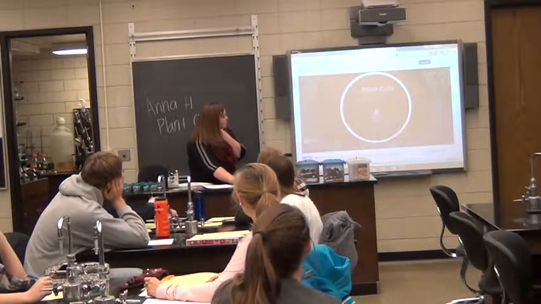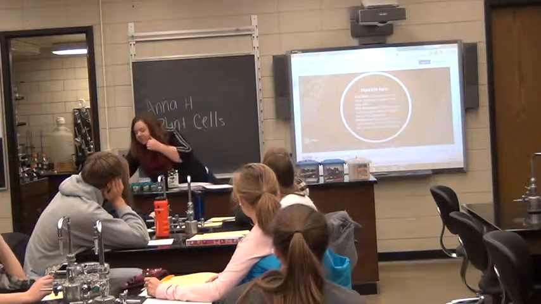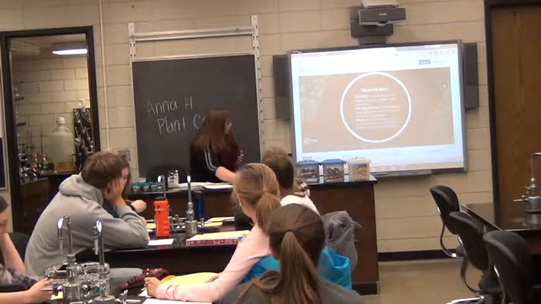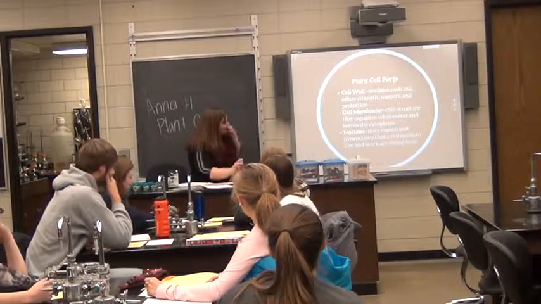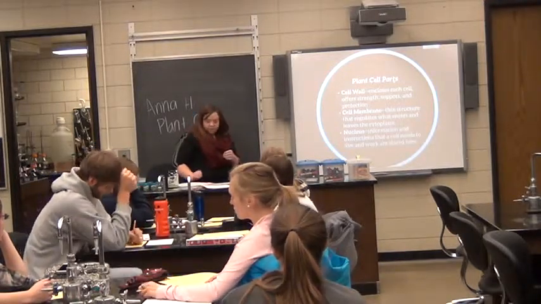Alright, so those are all the parts. We're going to go over them because they'll matter for the activity we're going to do. I also handed out a sheet that's a cheat sheet so you can look back at it. So the first one is a cell wall, and that encloses each cell. It offers strength, support, and protection.